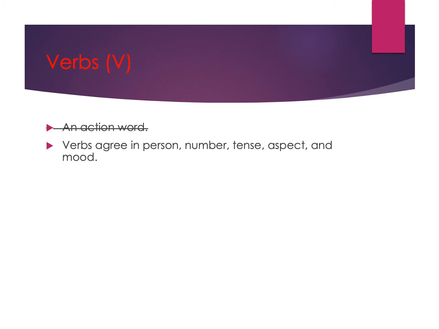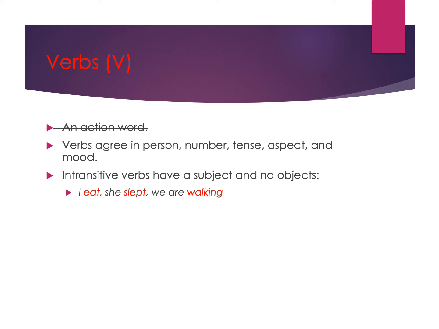So aspect and mood we often think of them as kinds of tense. It gives you information about when and how something is taking place. And there's 3 different kinds of verb constructions that we have. We can have intransitive verbs that will take a subject but don't take an object. So a word like, or sentence like, I eat, she slept, we are walking, are all perfectly fine sentences.